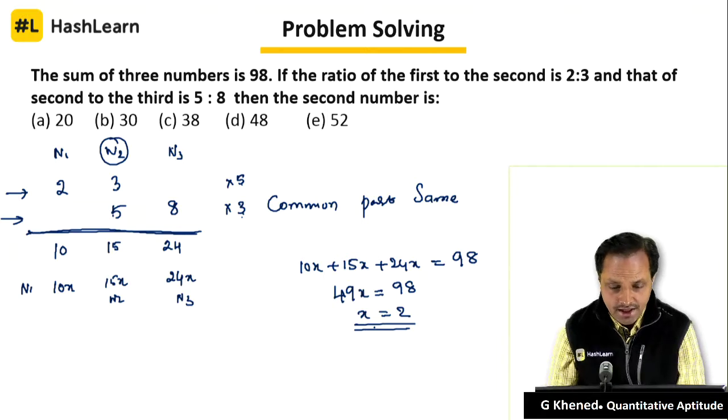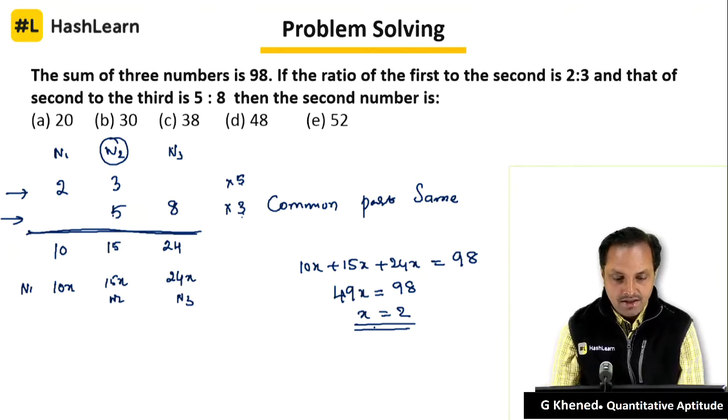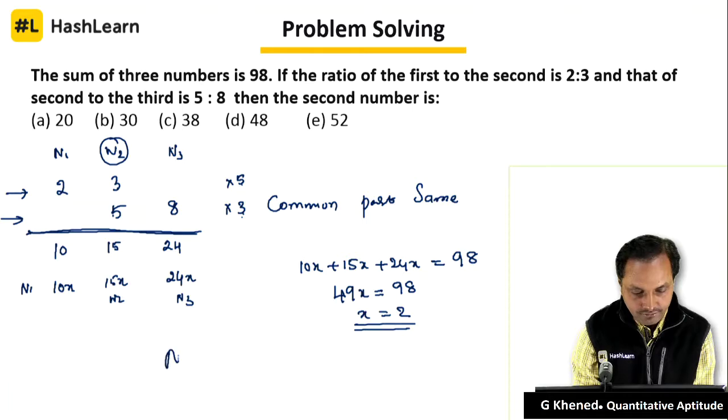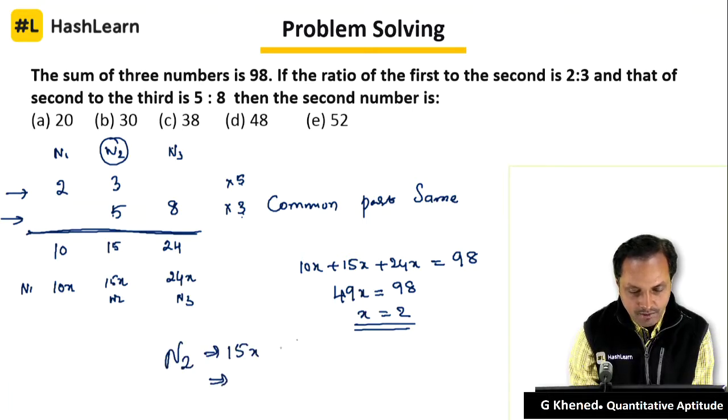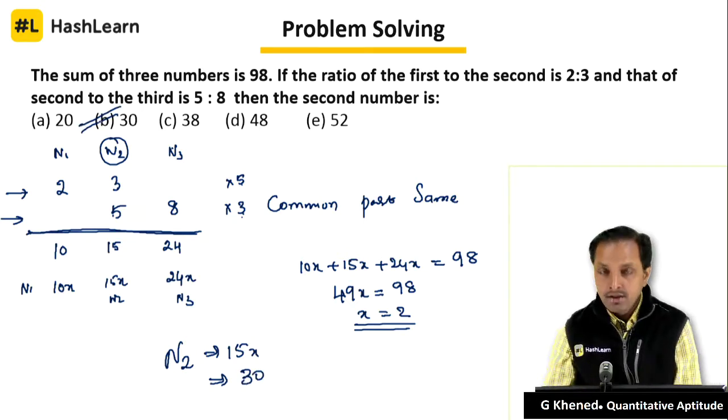So what is the question they are asking you? They are asking you the second number. What is n2? N2 is 15 times x, which will be equal to 15 into 2 is 30, which is your option B.